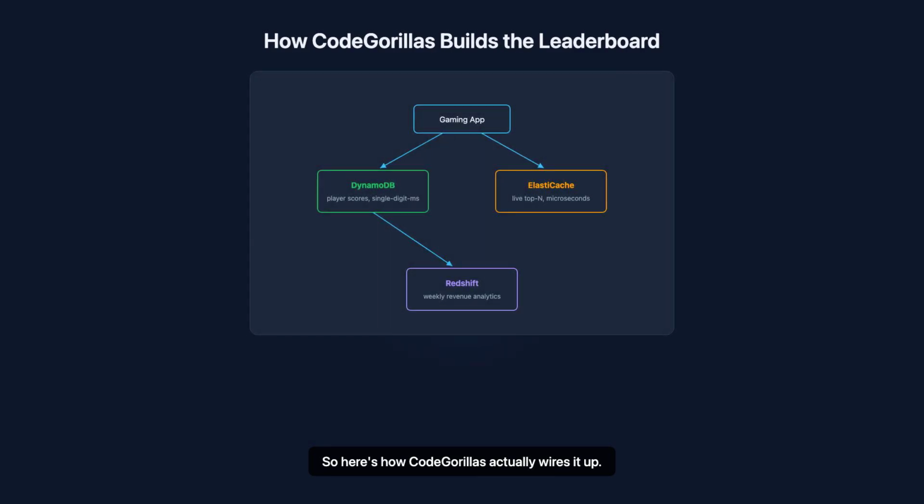So here's how CodeGorillas actually wires it up. At the top, the gaming app. Player scores flow into DynamoDB, which handles the writes and reads at single-digit millisecond latency, at any scale. The real-time top ranking is held in ElastiCache, using Redis sorted sets, so the leaderboard itself comes back in microseconds. And then, on a separate path, the historical game data feeds into Redshift, where the product team runs their weekly revenue analytics across years of history. 3 engines, 3 jobs, and notice that RDS, which would have buckled trying to do all of this alone, isn't in the picture at all.